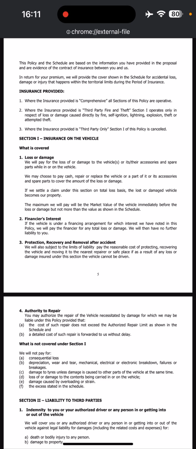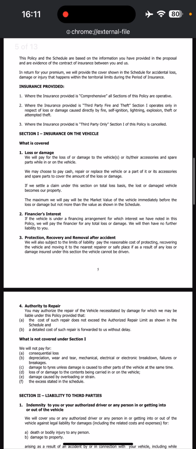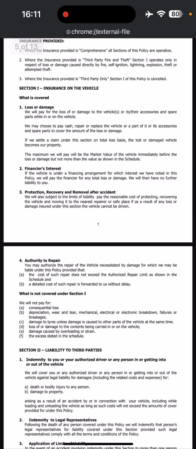So what is covered under section 1 is, number 1, loss or damage to the vehicle. Number 2, financial interest. By this I mean, for example, if you bought the vehicle on hire purchase, or on bank finance, that entity, the bank or the showroom, is the financier, so the interest is covered in the policy under section 1.